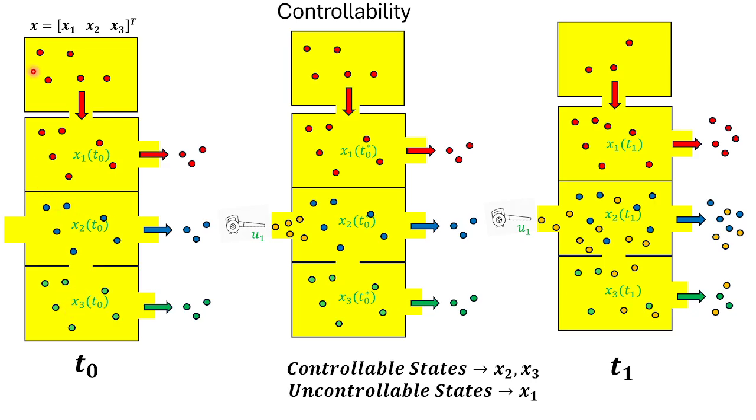In fact, if we define a system around these last two compartments, that system will be fully controllable. And if we define a system around the first two compartments, that will be uncontrollable. So this full system can be divided into two subsystems, one of which is controllable and another is uncontrollable. And this division in control systems is called Kalman decomposition.